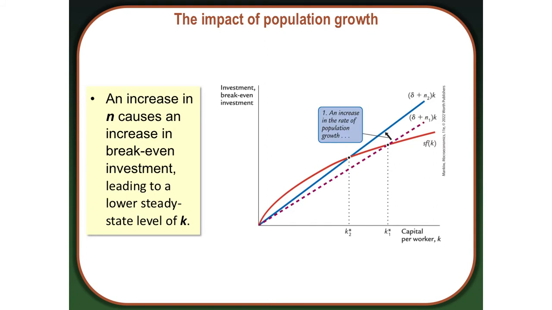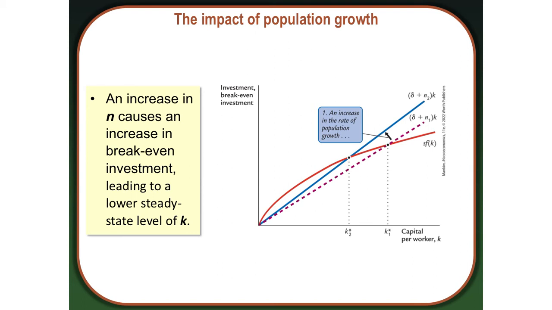And just a quick follow-up, this slide illustrates exactly what we're talking about in the previous slide. So if n increases from n1 to some larger value, n2, the break-even investment line is going to rotate out to the left towards the y-axis. The new intersection of the break-even investment and the actual investment line is down and to the left of the previous one. So we drop down to the x-axis and see that K star 2 is lower than K star 1. So an increase in population and the rate of population growth has caused a decline in the steady state value of capital per worker.